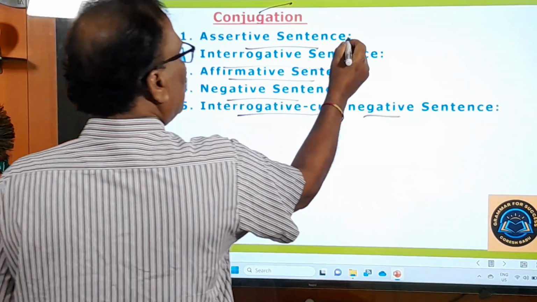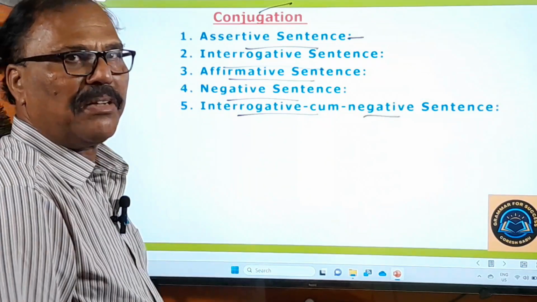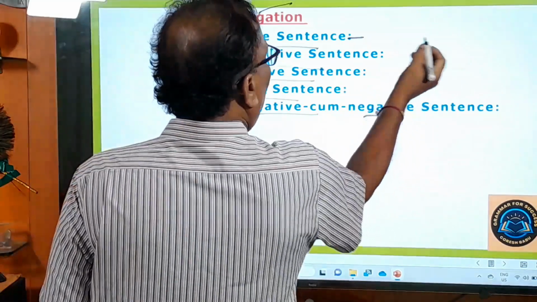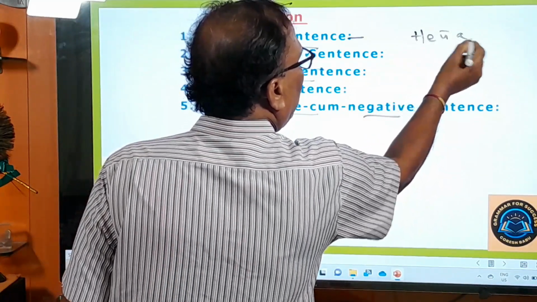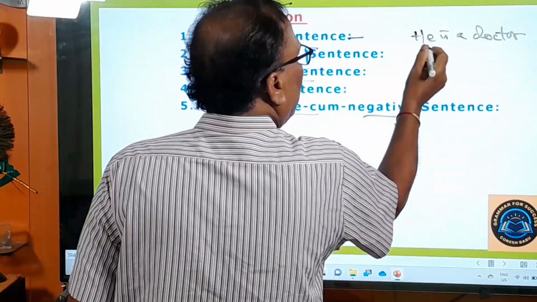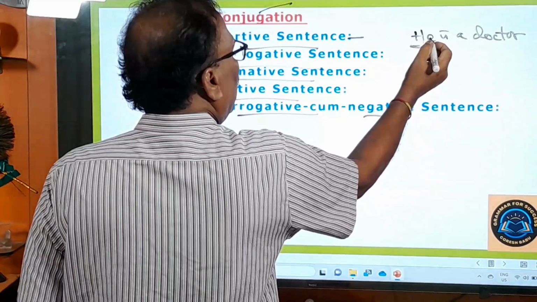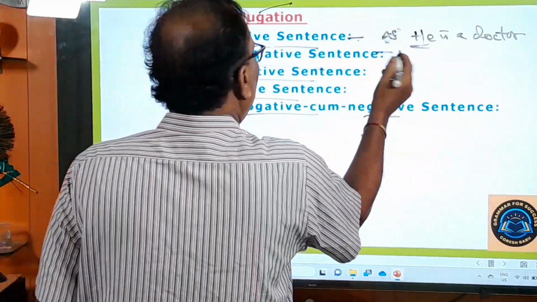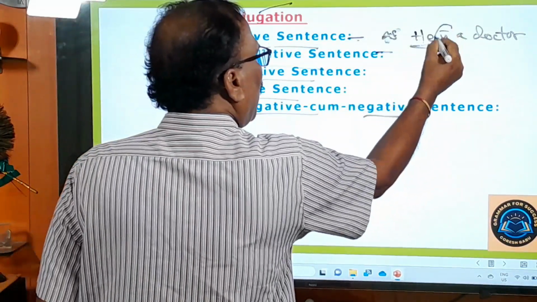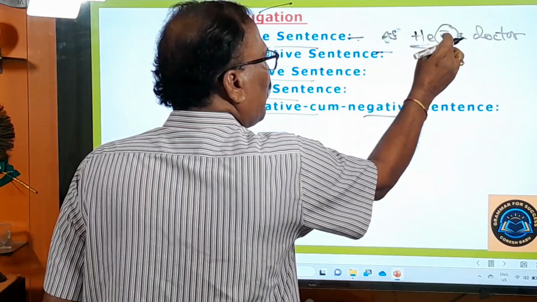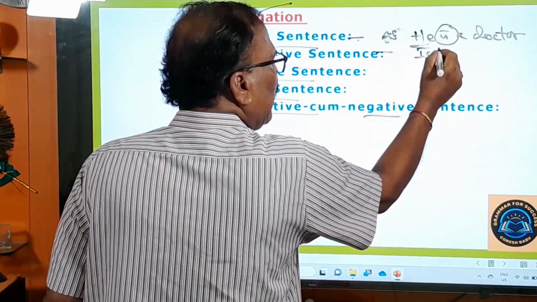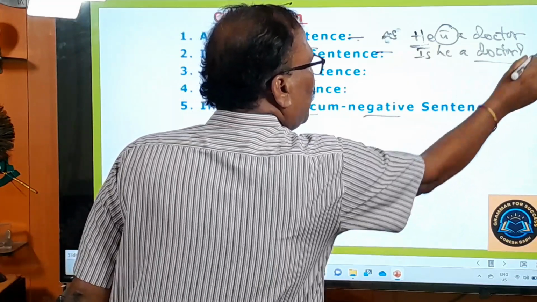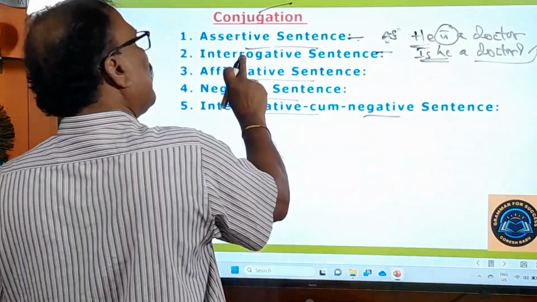Assertive sentence means an ordinary sentence beginning with the subject. That's it. For example, I'll give a small example here. He is a doctor. Here the sentence is beginning with a subject. That's why this is an assertive sentence. To change it into an interrogative sentence, you must take the helping verb from the sentence and put it at the beginning, and then rewrite the sentence. Is he a doctor? Then it becomes a question. That's called an interrogative sentence.